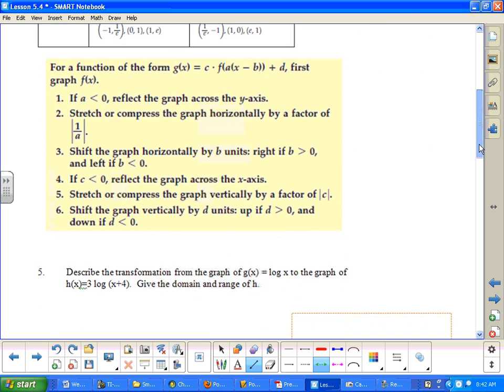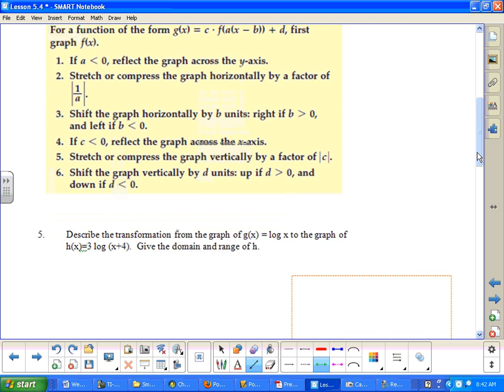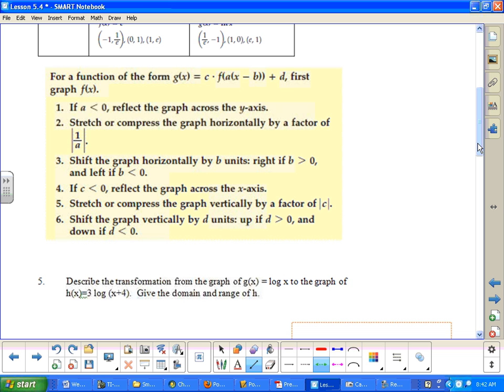Okay, looking at transformations, we've seen this before, right? c times f of a times quantity x minus b plus d. So we're going to talk about transformations. Remember, we're going to work our way from inside out. So b is a horizontal shift, a is a horizontal stretch or compression, c is a vertical stretch or compression, and d is our vertical shift.